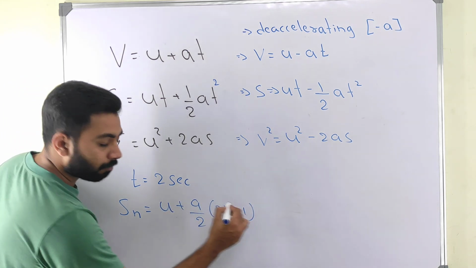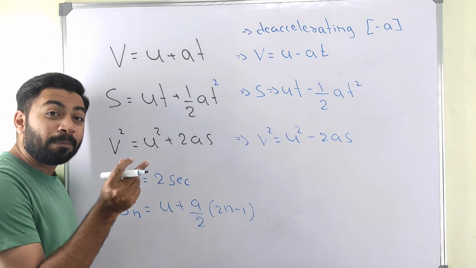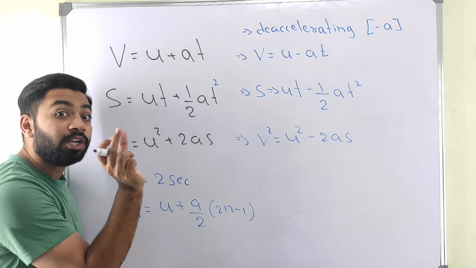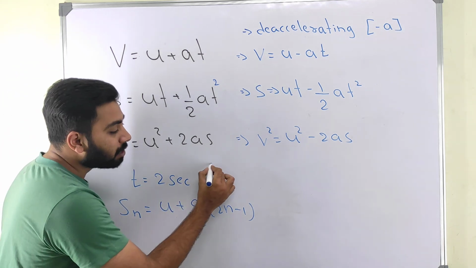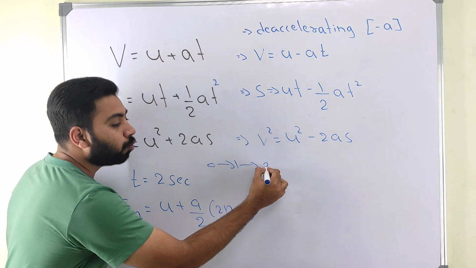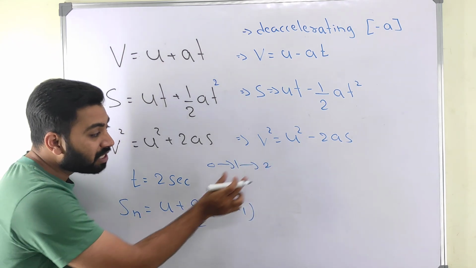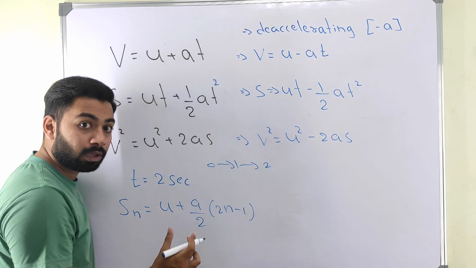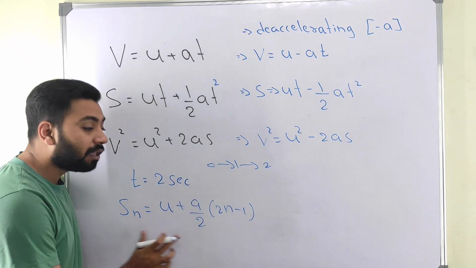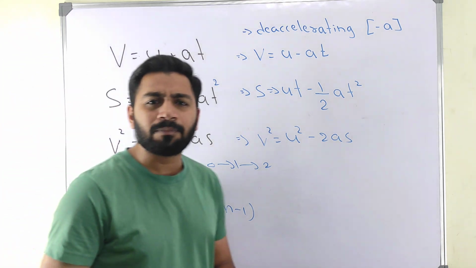Okay, now I have one more formula: S of n is equal to u plus a by 2 into 2n minus 1. This says that in a particular second, see, 0 to 1, 1 to 2, a particular second means the interval between 2 and 1. How much distance does it travel? That we get from this one. We will discuss this afterwards in the problems.